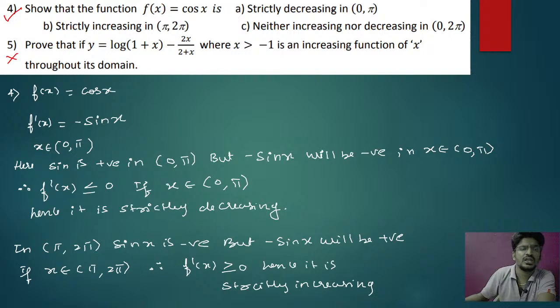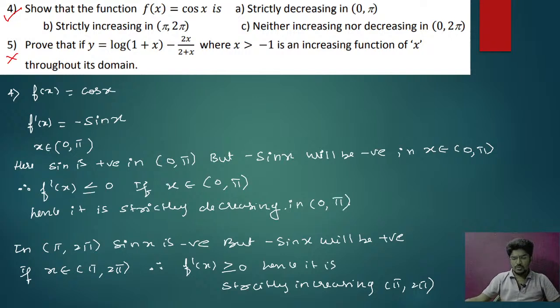Increasing in pi comma 2 pi. So strictly decreasing in 0 comma pi. You can write like this, no problem. But do you want a representation of the curve? If you want a representation of the curve, I will solve through it. If you say yes, otherwise no problem, we can go for the fifth problem.